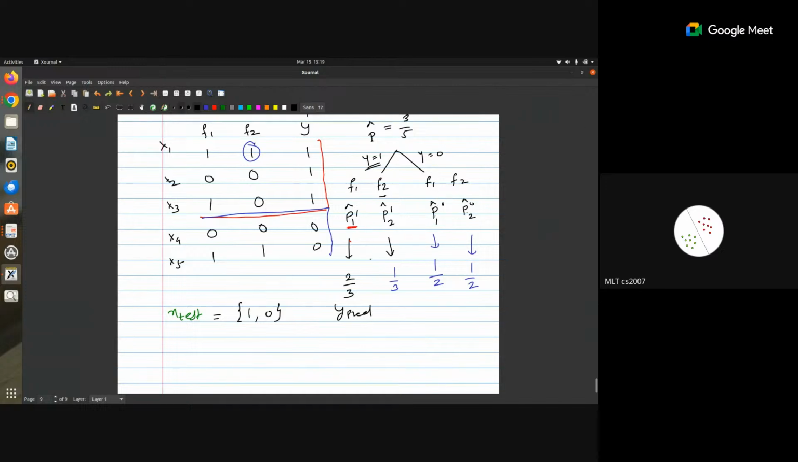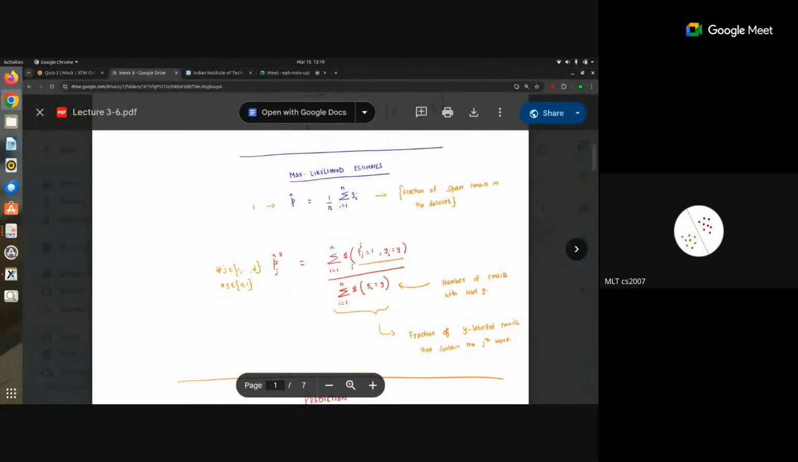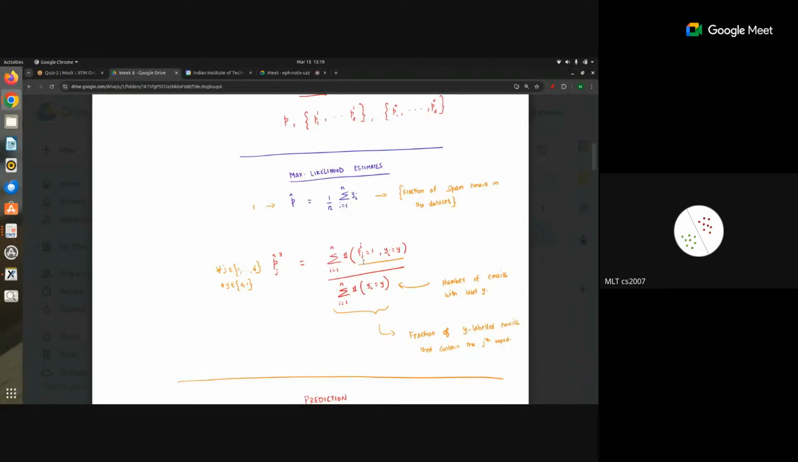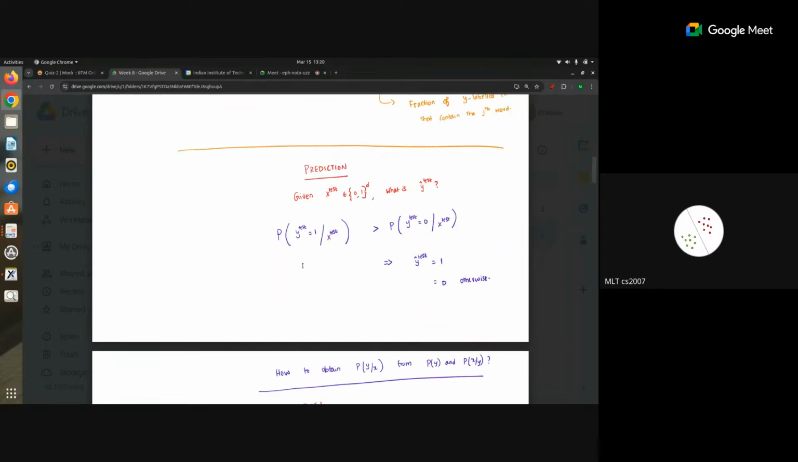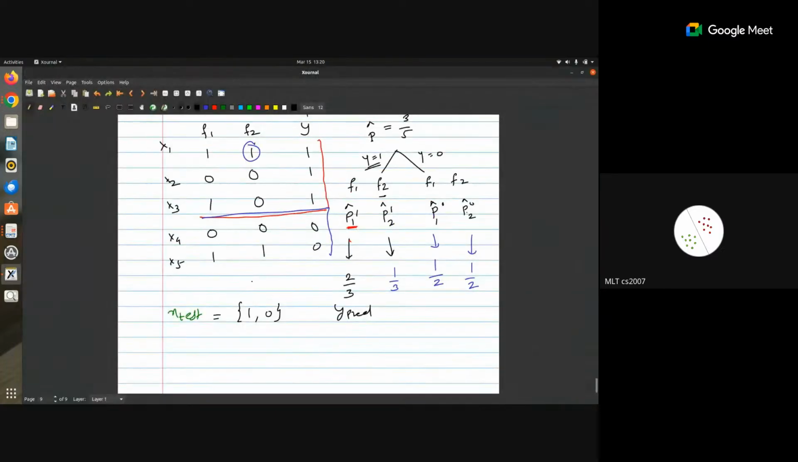And how do you find out this value? Using an indicator: the value of the feature equals 1 for that example, and the corresponding label is 1. We'll have to find that many numbers divided by the total number of y equals to 1. That is how we found it out. Now the prediction part is what? We'll have to find out these probabilities. Given the x test, what is the probability that y test equals to 1?